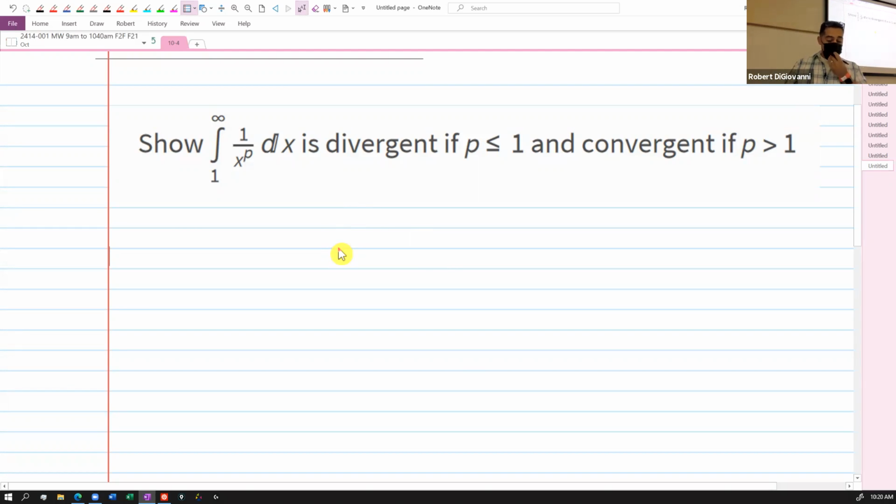We have the integral from 1 to infinity of 1 over x to the p. First of all, that's an improper integral, right? So we're going to change it to a limit. We're going to let t go to infinity. And we're going to go integral from 1 to t of 1 over x to the p dx.